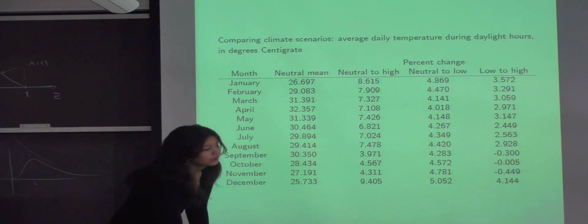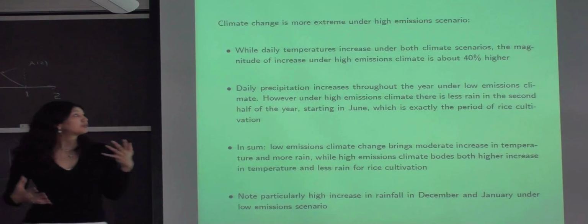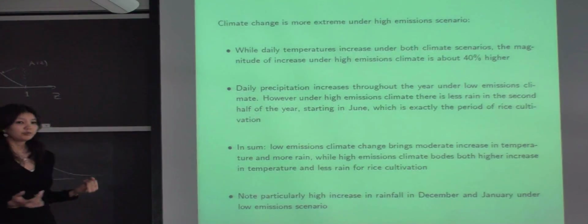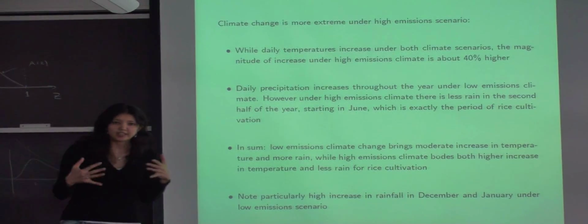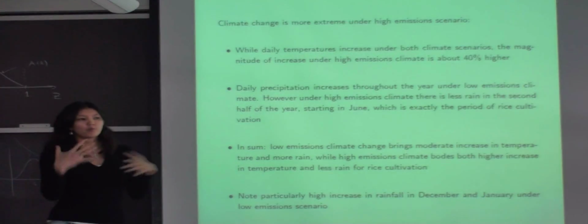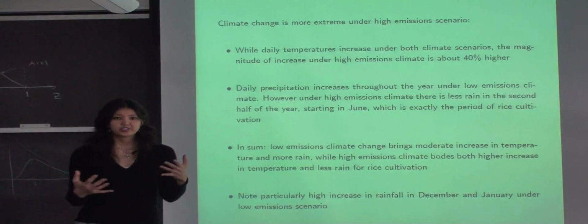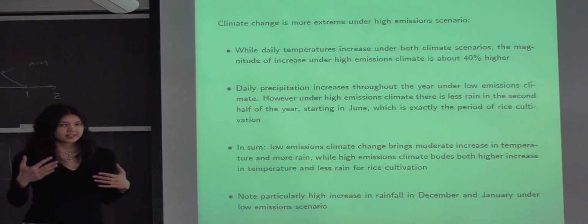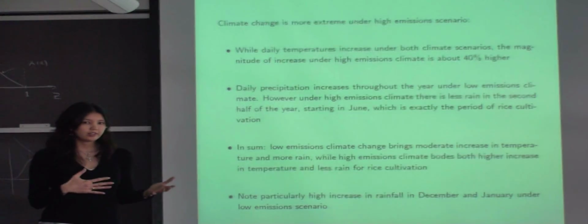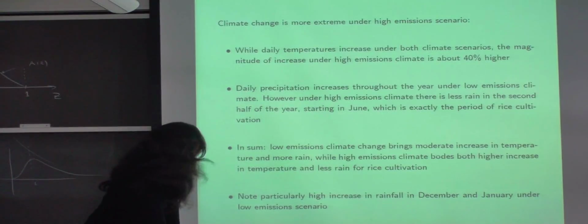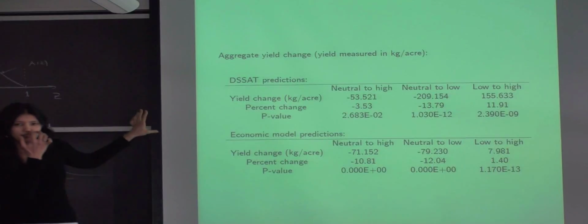So what we can conclude is that climate change is more extreme under high emission scenario. Basically, under low emission scenario, we have moderate temperature increase and more rainfall throughout the year, whereas under high emission scenario, we have higher temperature increase and less rainfall during rice cultivation period. And these are aggregate results.